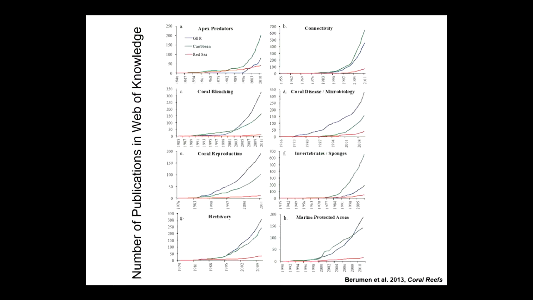And if we extend that search to a whole host of other areas or topics in marine science, so things like studies on apex predators, coral bleaching, connectivity, so things that I'm interested in, you can see that this lack of knowledge is really pervasive in all these different research aspects.